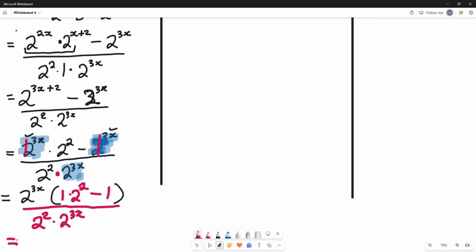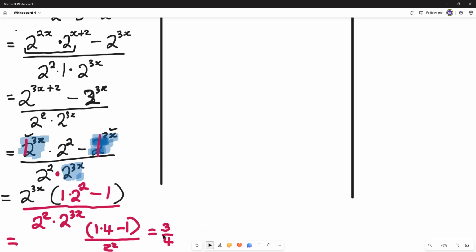So what remains in this case is going to be 1 times 2 squared, which is 4, minus 1 all over 2 squared, because this guy is gone, cancelled with that 1. And we can all see that 1 times 4 is 4, minus 1 will give you 3 over 4, right? And that is your final answer for number 4, which is 3 over 4.